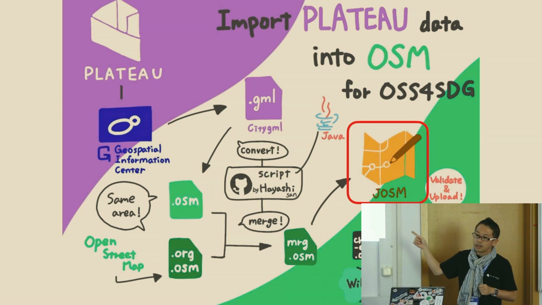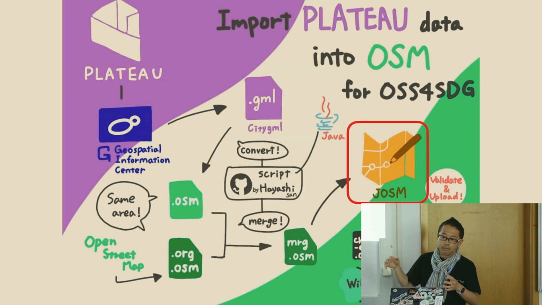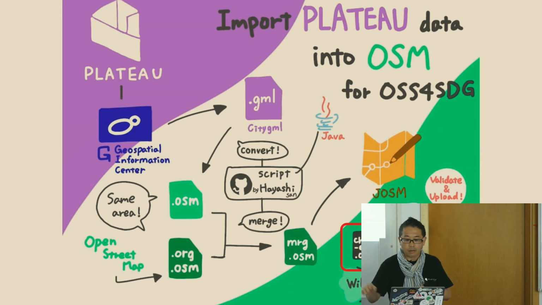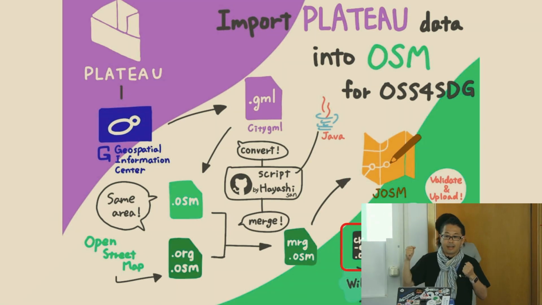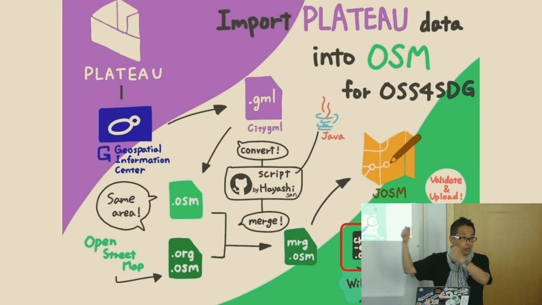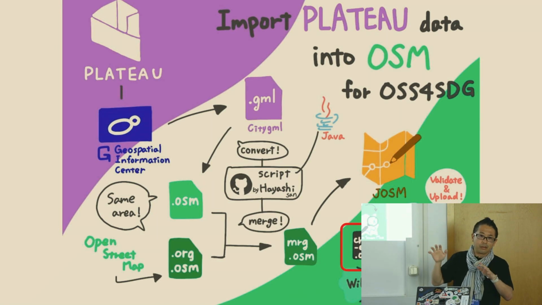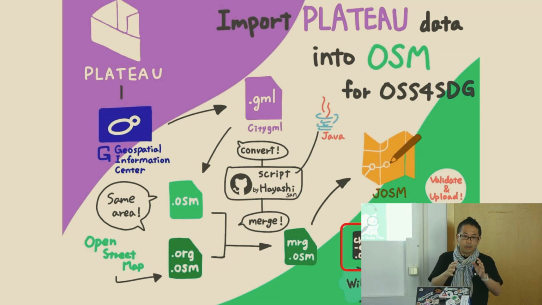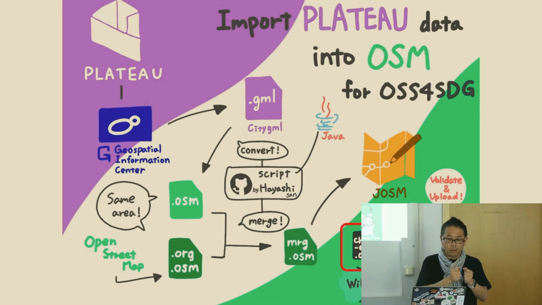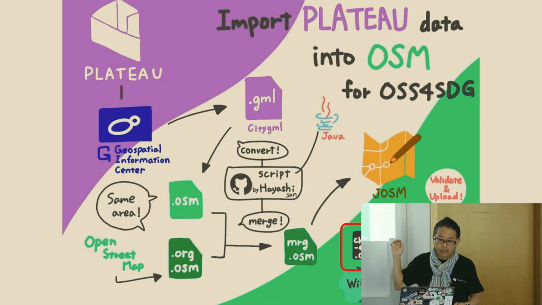And the last process: we have to validate using JOSM, the OpenStreetMap editing tool. That tool has a validation function. We have to check the data structures and the tagging, so that on the human side we can confirm that the data has no problem. Finally we get the checked OSM data, and after that we can upload it into OpenStreetMap. That process is sometimes complex, but we have to keep the original OSM data and also merge in the very good quality PLATEAU data. We think that process is very, very important.